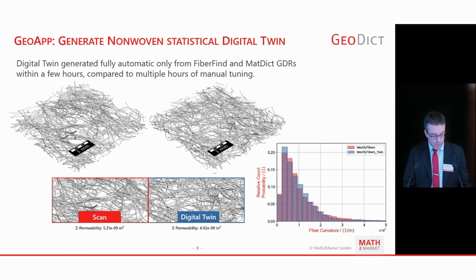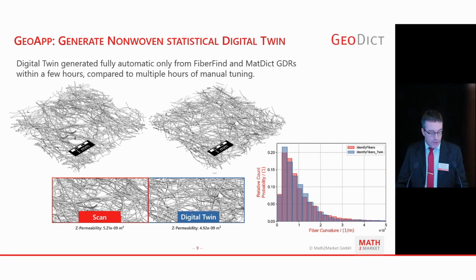And what we've seen yesterday already, or in the previous talk, I think, was the result here: generated fully automatically, only from FiberFind and material GDRs, within a few hours, compared to a lot of time to manually tune that, comparing the original on the left to the digital twin on the right-hand side. As we have seen already, this is a statistical digital twin, so it doesn't need to be visually identical, but the geometric properties you want to compare are identical here.